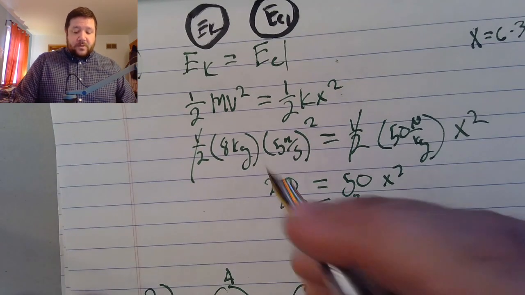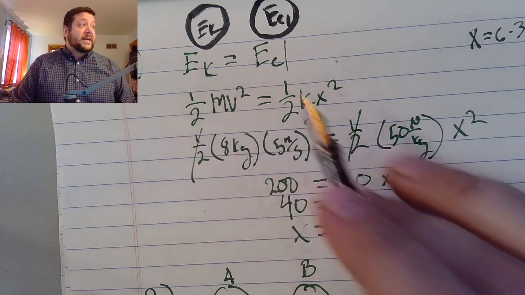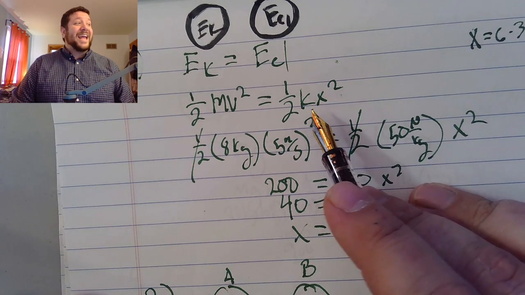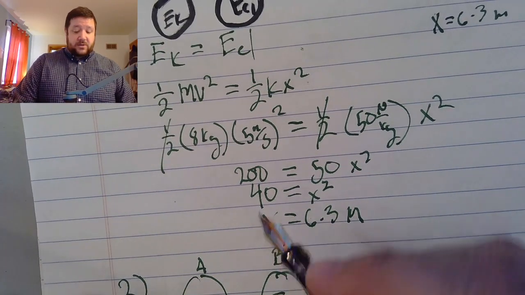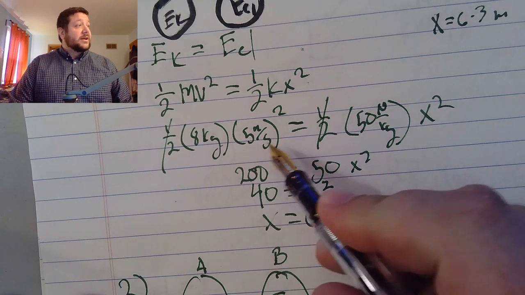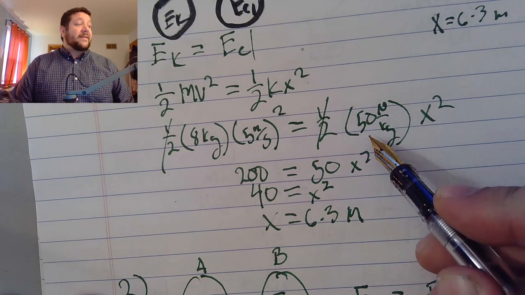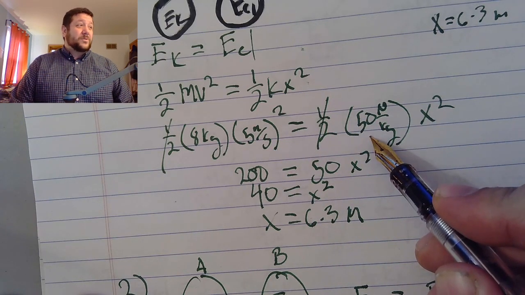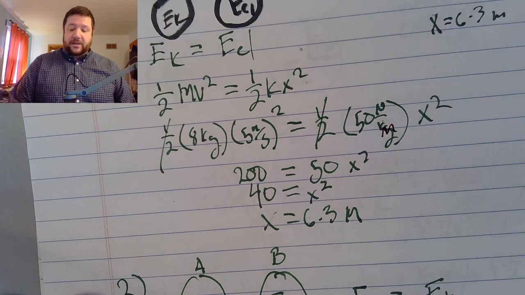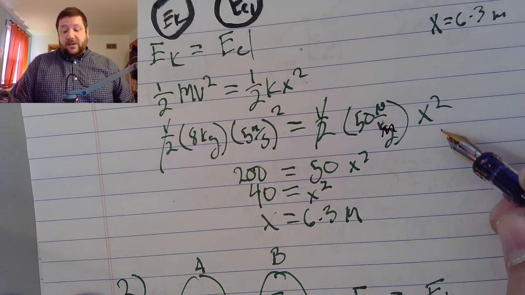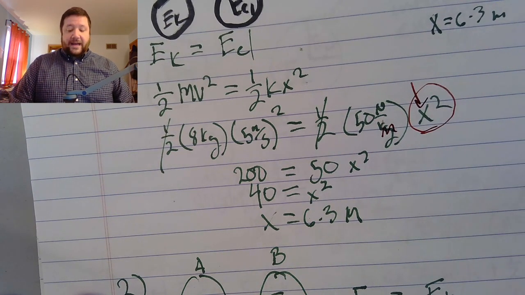Then we're going to take 1/2 mv squared, that's the equation for EK, and set that equal to 1/2 kx squared. Now the problem tells you that the mass is 8 kilograms, the velocity is 5 meters per second, and that k is 50 newtons per meter. And we're trying to solve for this distance right here, not squared, but just the x.